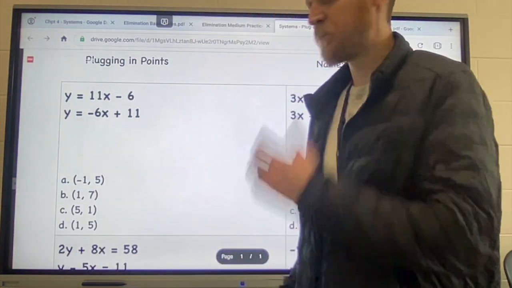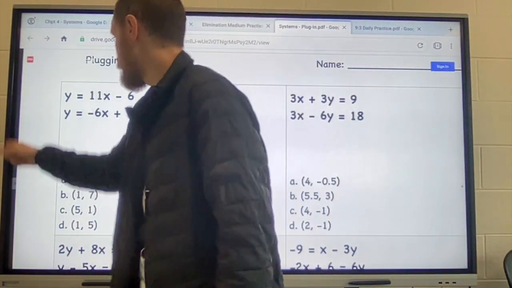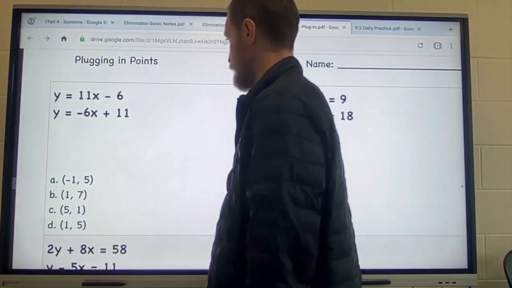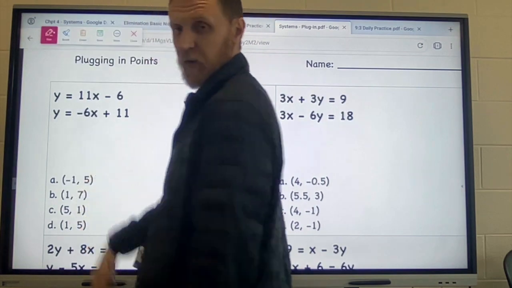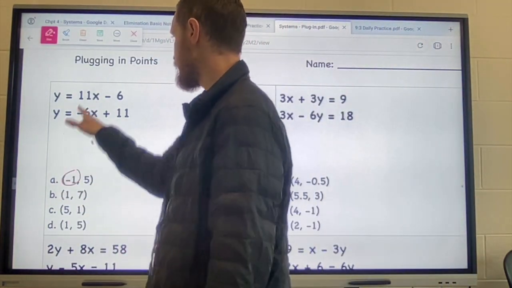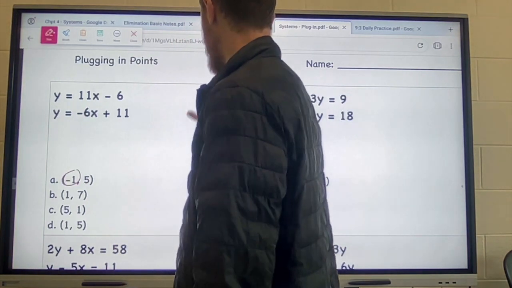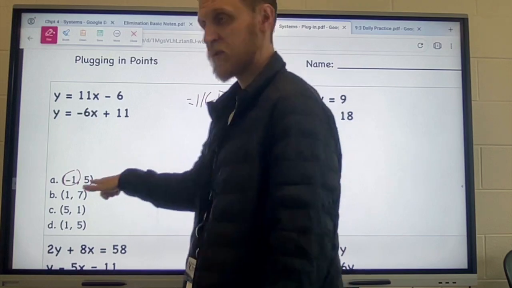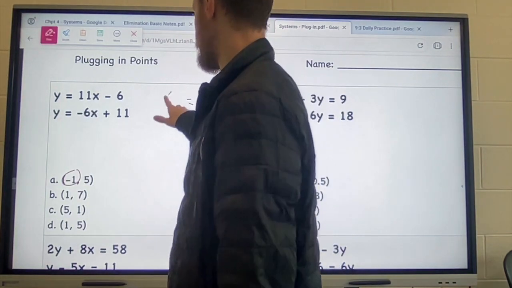So that's awesome. So if I take the very first problem here, it says the x value is -1. So I'm going to take the -1 and put it in for x. 11 times -1 minus 6. And it says the y value is 5, so I'm just going to put the 5 over here.